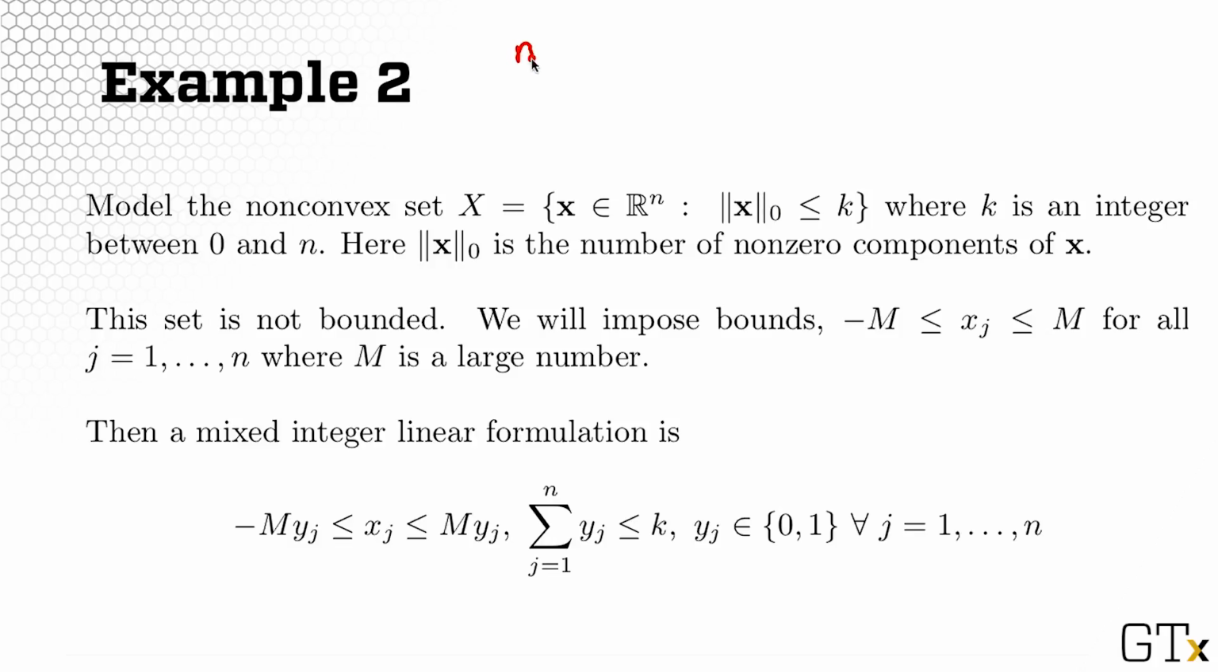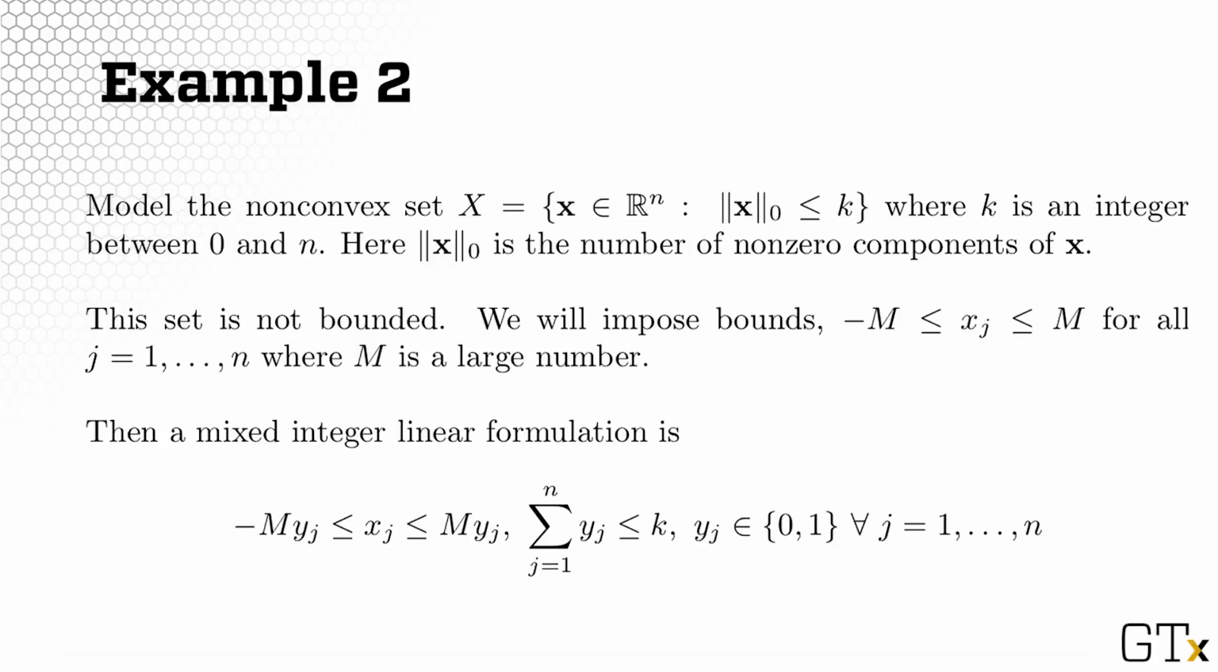So let's talk about n equals 2 and k equals 1. In other words, we are interested in the set of vectors in 2 dimensions which has at most one non-zero component. So what are those vectors? If I draw the components, these are all the vectors which have x1 to be 0, and these are all the vectors which have x2 to be 0. And so clearly we are interested in the set composed of all the vectors in the shaded black area, and that is a non-convex set.